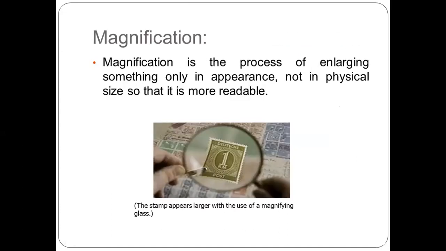Now, the next property is magnification. Magnification is a simple process of enlarging something, only in appearance, not in physical size, so that it is more readable. In order to improve our reading ability, we magnify things by enlarging them. Physically, the parts are not actually magnified. With the help of a magnifying glass or other devices, we just magnify the things. So this is one of the properties.